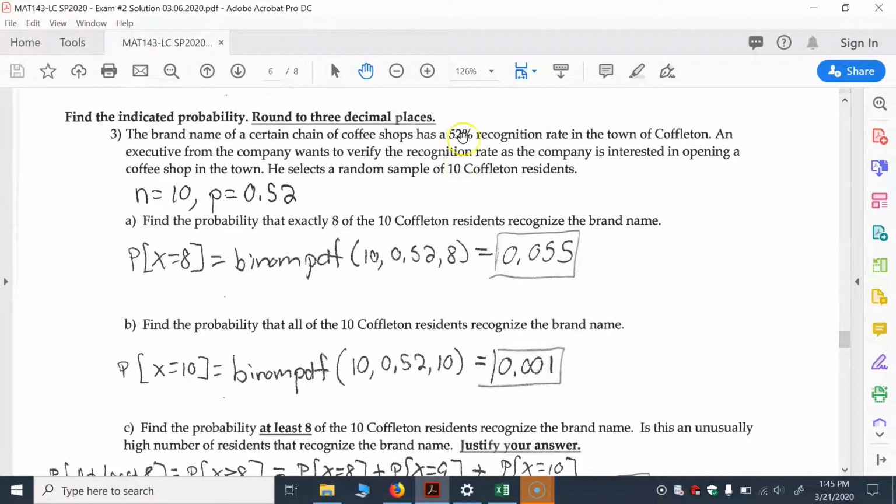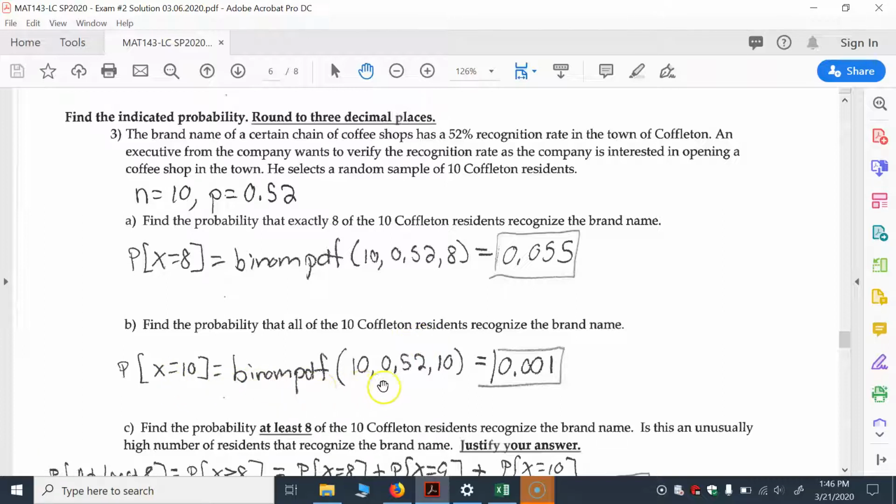All right, so now recognition rate is 52%. There's our P, and now we randomly select 10 residents. N is 10. So probability of exactly 8 of the 10 residents recognize the brand name. That's one exact probability. Use binomial PDF, 0.055. Probability all the residents recognize the brand name. That's X equals 10.